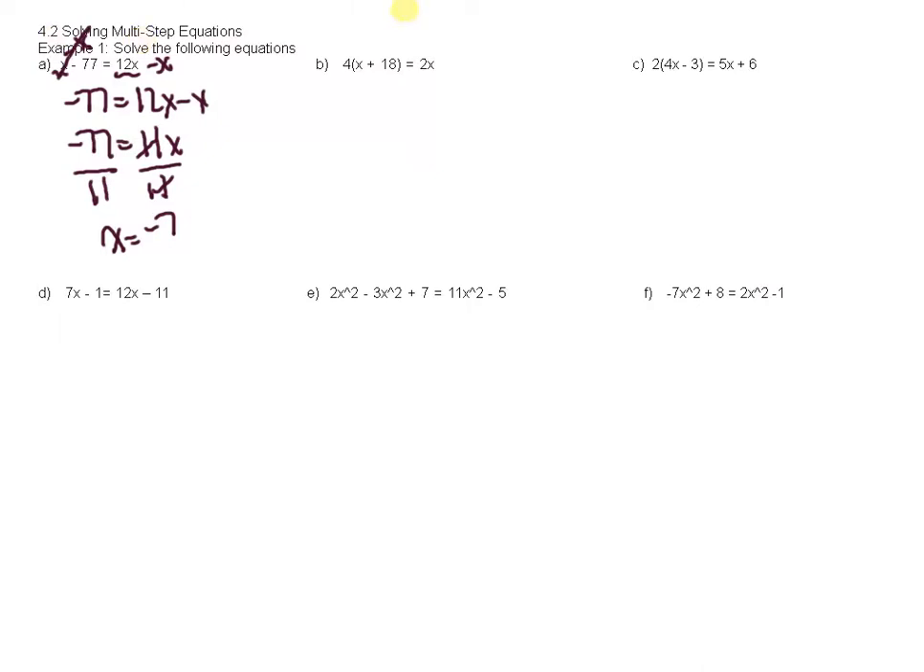Okay, and so for B, it was written, expand as much as you can. So let's do 4 times x, and then 4 times 18. So 4 times x is 4x, and 4 times 18 is 72. And then equals 2x, just as it is. So again, we have a number on this side, and we have an x on this side.